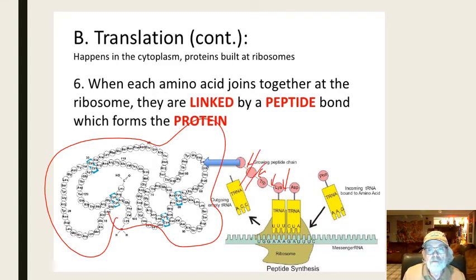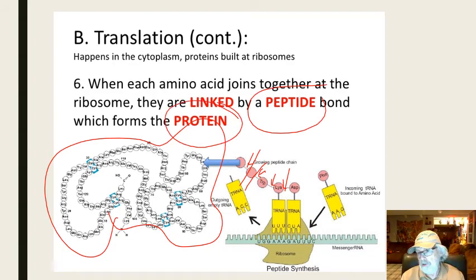So when I have all these amino acids, when the transfer RNA brings the appropriate amino acid, they're linked by a peptide bond, and that forms a protein. Couldn't be much simpler than that. It's a very simple process, and that's how protein is made. The code's on the DNA.